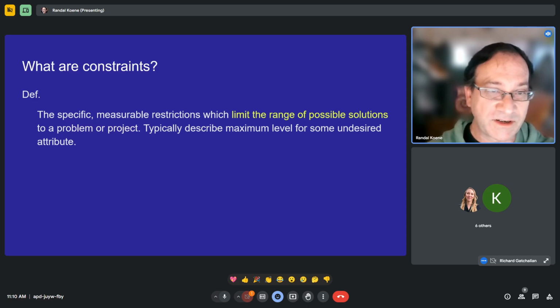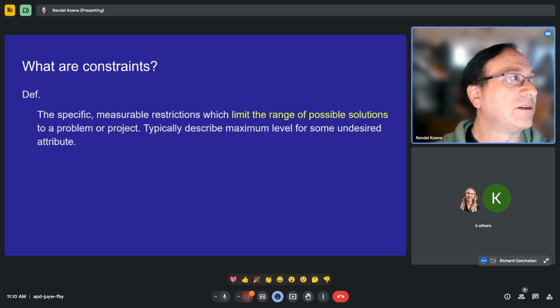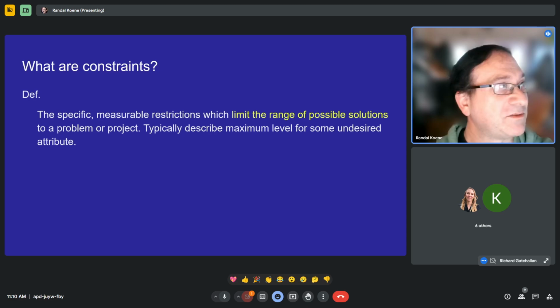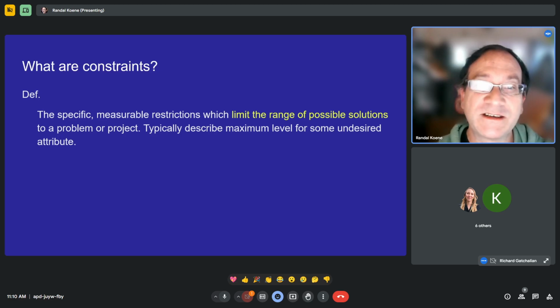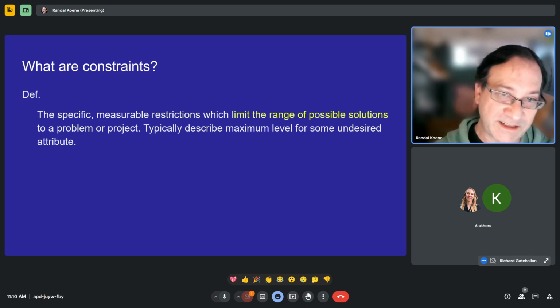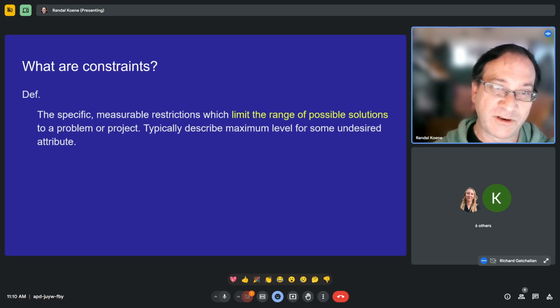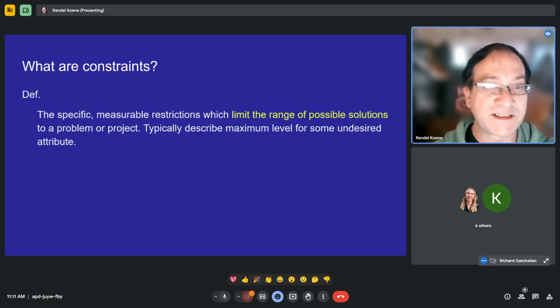Start with what are constraints? Well, I have here a definition: the specific measurable restrictions which limit the range of possible solutions to a problem or project. And they typically describe a maximum level for some undesired attribute. This isn't the only way you can describe constraints. I'm sure there are many others and better ones, but really the important thing is that it limits the range of possible solutions that make sense.